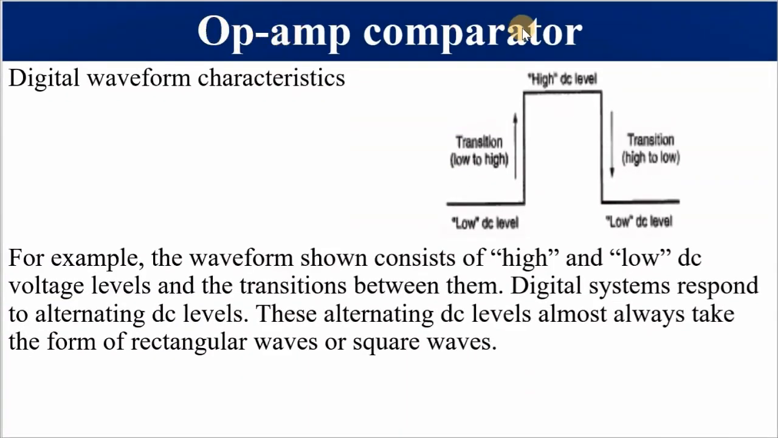More on the op-amp comparator. This time we've got a digital signal, and this is the low value of the DC signal, and this is the high value of the DC signal, and this is the transition from low to high, and this is also the transition from high to low. The waveform consists of high and low DC voltage levels and transitions between them. Digital systems respond to alternating DC levels. As shown, this is an alternating DC level since it is changing from low DC to high DC level, and we call it a rectangular wave or a square wave.